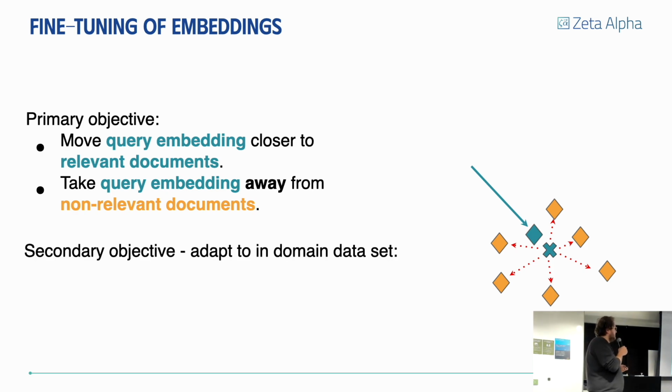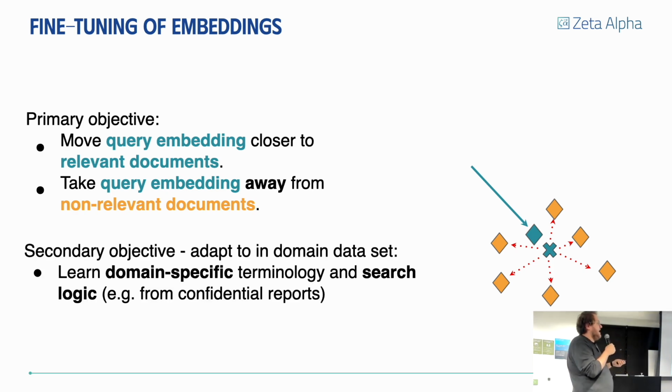And a secondary objective here is essentially what we have talked about: learn domain-specific terminology. If your embedding model was not trained initially for search, well, we need to learn some of the search-specific parameters as well, how to do a match between terms in the search system.